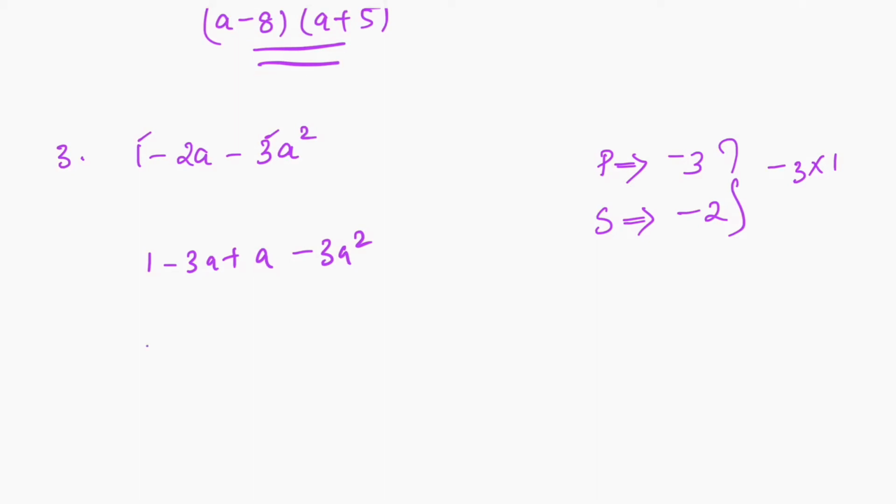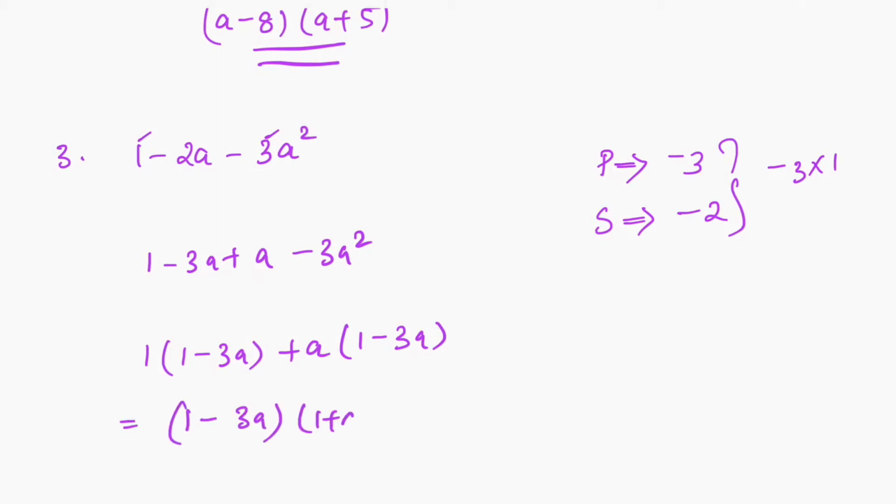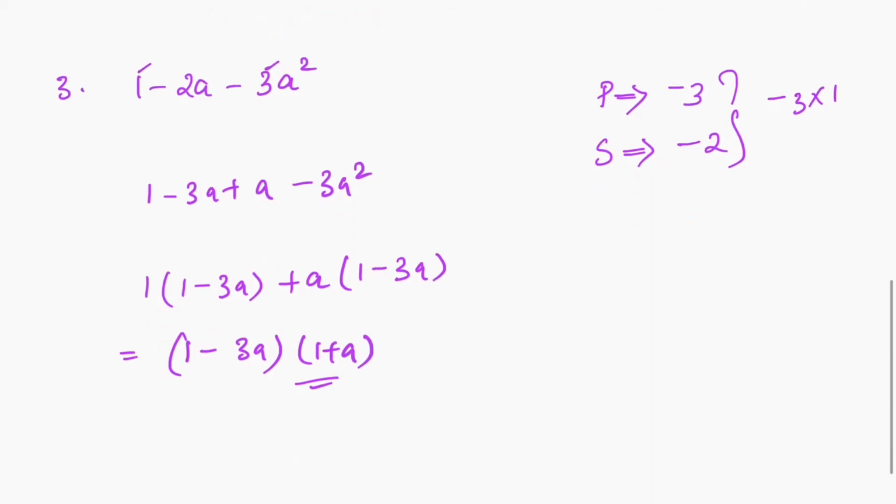So what do I get? I take 1 as common here: 1 minus 3a, right? Plus, again I can take a as common. What do I get? 1 minus 3a. So I get my 1 minus 3a into 1 plus a.